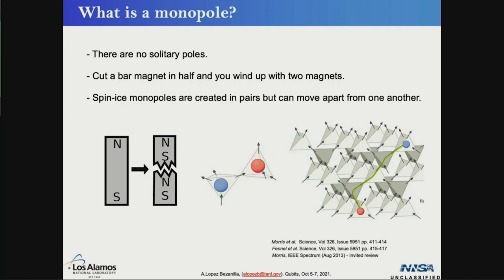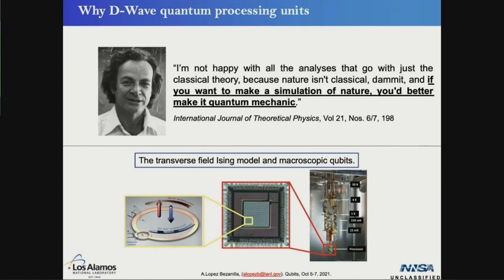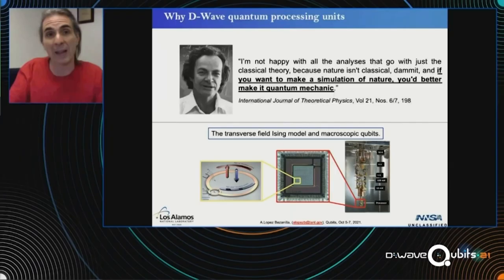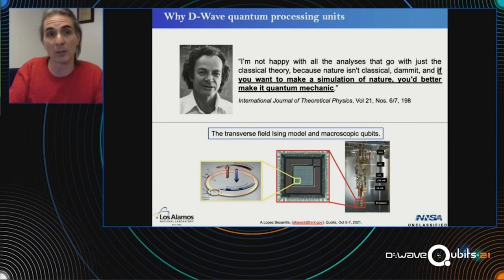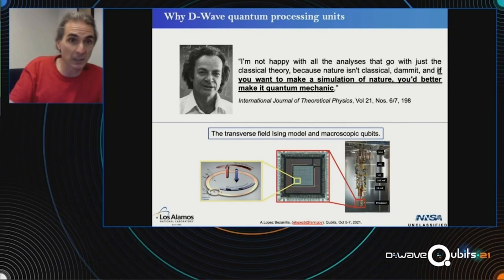Well, that brings us to the famous keynote by Richard Feynman when he said, well, if you want to study the quantum nature of a system, you better try to reproduce it with quantum mechanics. And that's basically what we wanted to do with D-Wave. We have these macroscopic qubits, which are reactive to a transverse field, and we can quantum mechanically put the system into a superposition of states. So we are dealing with a pseudo-classical system, but it's still driven by quantum fluctuations.